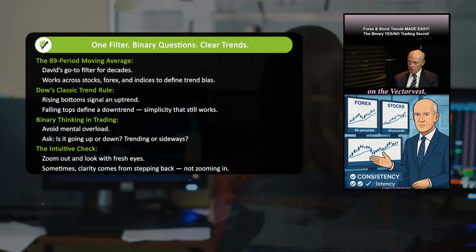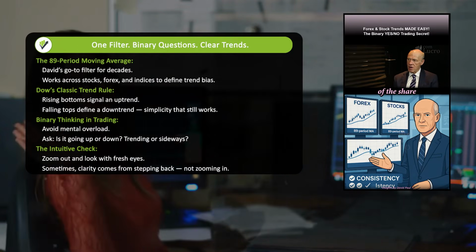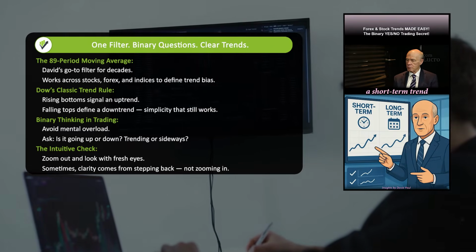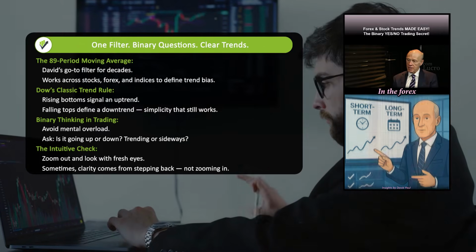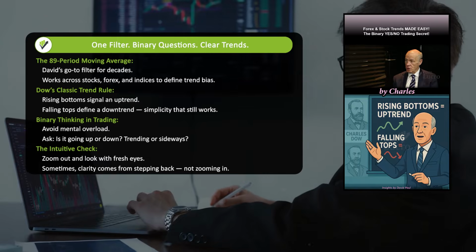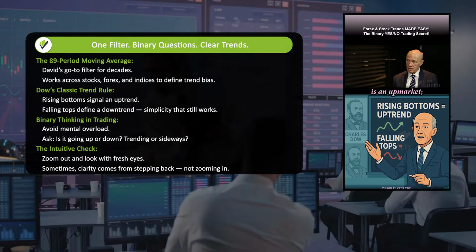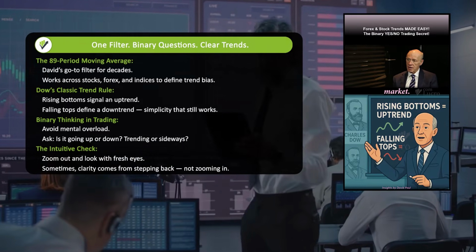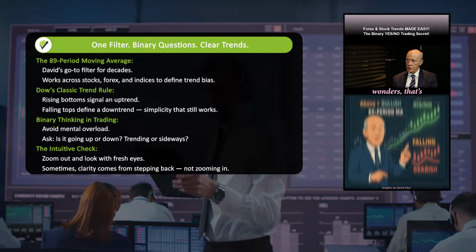On the stock market, on VectorVest, we have a proprietary tool which works out both the trend of the share and the trend of the general market. In fact, we work out a short-term trend and a long-term trend of both. In the Forex market, I think the basic definition put forward by Charles Dow in 1880 was a series of rising bottoms is an up market, a series of falling tops is a down market. The 89 period moving average works wonders, that's for sure.